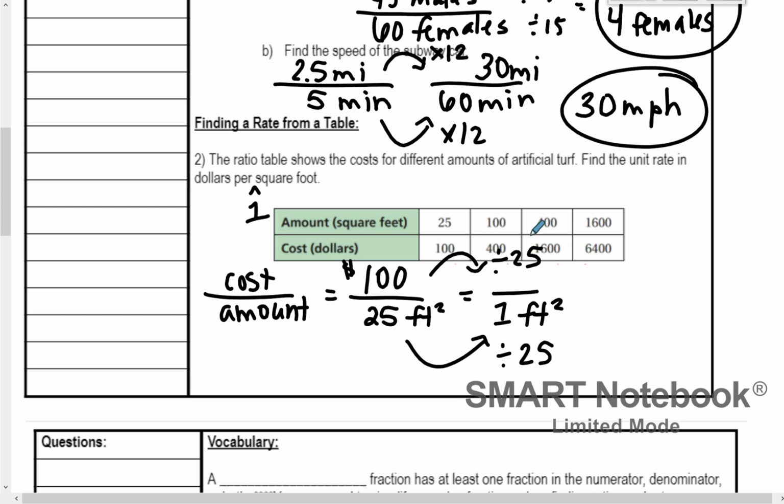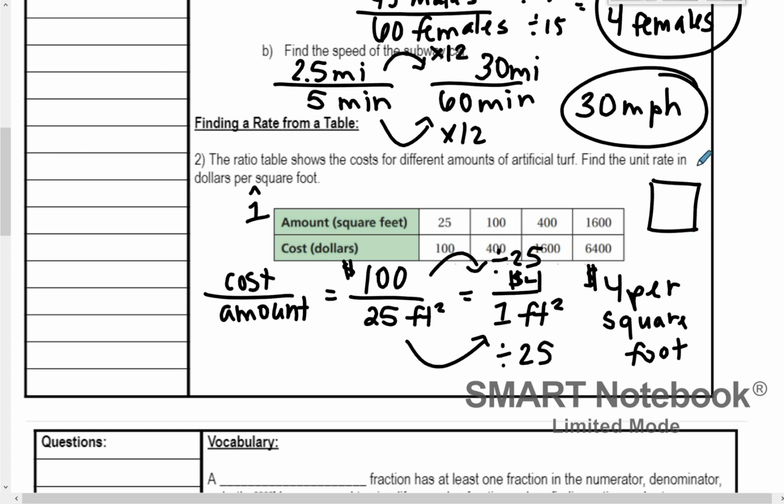So $100 divided by 25 gives us $4. That tells us that it is $4 per square foot. When we're talking about square feet, we're just talking about a section, so like let's say a square section that is 1 foot by 1 foot. So it's basically like a tile, think of maybe.